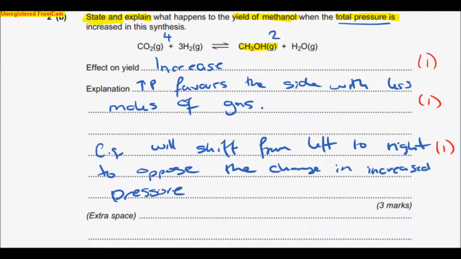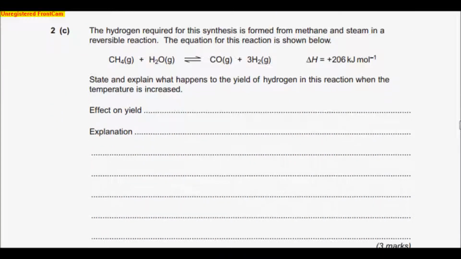Okay, so next question. Let's move now to my next question. If I scroll down a little bit, it's asking me now, the hydrogen synthesis is formed from methane and steam in a reversible reaction. The equation for the reaction is shown below. Right, what is it actually asking me to do? It's asking me to state and explain what happens to the yield of hydrogen in this reaction when the temperature is increased.